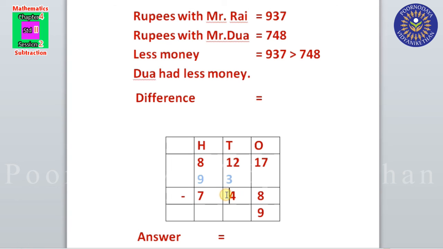12 minus 4. Use your fingers and find the difference. How can we subtract? 12 minus 4 is equal to 8. Now look at hundreds place. 8 minus 7. What's the answer? 8 minus 7 is equal to 1. So the answer is 189. So the difference in the amount is 189 rupees. Okay, did you understand?